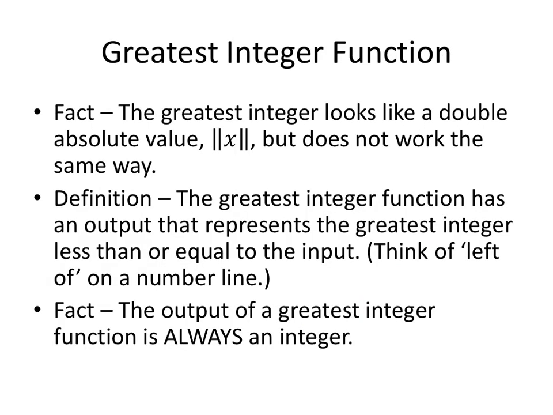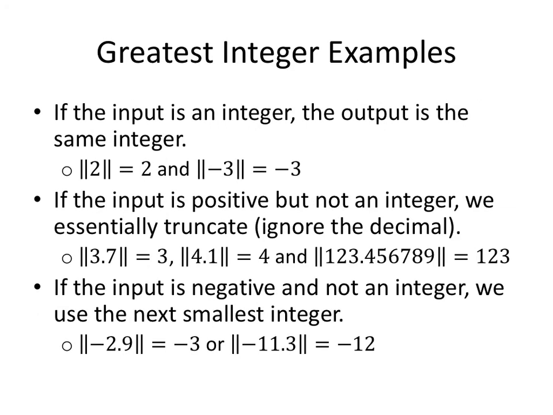So the greatest integer looks like double absolute values, as I suggested, but it doesn't work in the same way. What is the greatest integer function? It has an output that represents the greatest integer less than or equal to the input. Think of left of on a number line. The fact is, the output of a greatest integer function is always an integer. Always an integer. Never a fractional, decimal type of number. Always a positive or negative counting number or 0.